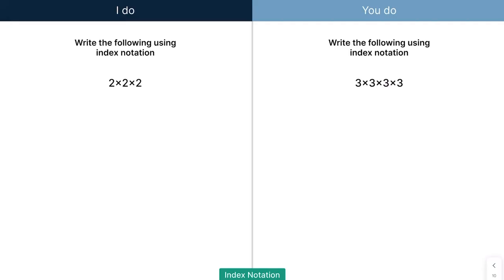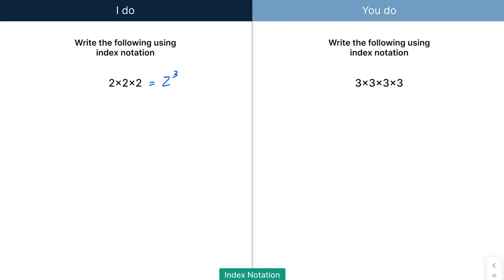So the way my videos work, I'm going to do the example on the left, which is "I do." You are then going to press pause and have a go at the example on the right, which is "you do." And at the bottom of the slide, we can see the type of example it is. So it says write the following using index notation. So all it's saying is how many 2's are there? There's 3. So this can be written as 2 to the power of 3.